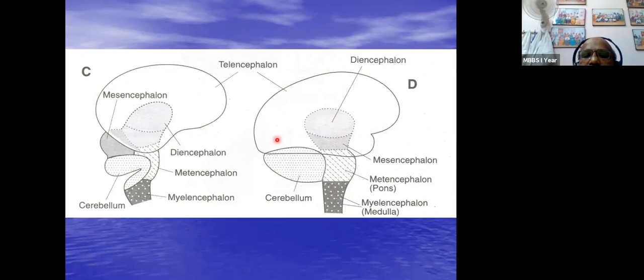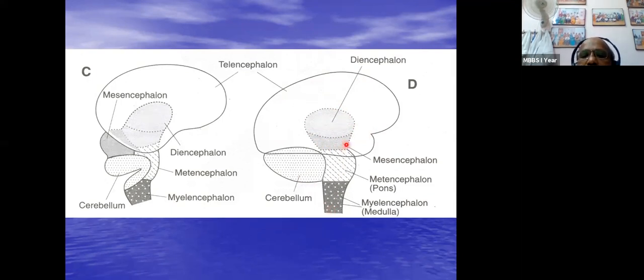So telencephalon forming your two cerebral hemispheres. Next, diencephalon forming your thalamus, hypothalamus, metathalamus, and epithalamus. Next, mesencephalon forming your midbrain. Next, metencephalon forming your pons and cerebellum. Next, your myelencephalon forming your medulla. So after these flexures, we are getting the final arrangement like this.